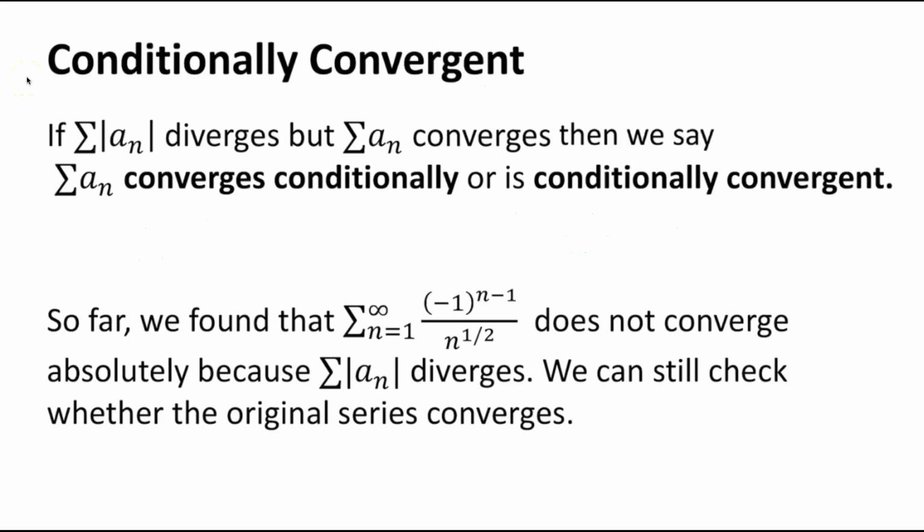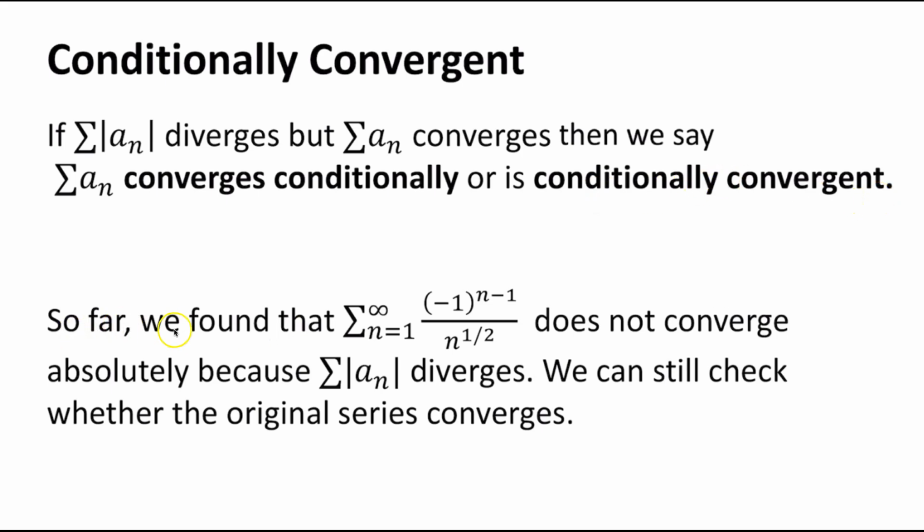That last example brings us to the idea of what it means for a series to be conditionally convergent. If the sum of the absolute value of a sub n diverges, but the sum of a sub n, the one with the negative terms, converges, then we say that the sum of a sub n converges conditionally or is conditionally convergent.